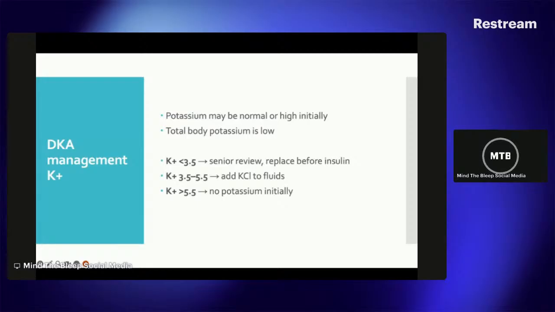So if the potassium is less than 3.5, we will do a senior review and we'll replace the potassium levels before administering the insulin. If the potassium levels are between 3.5 to 5.5, we'll add potassium chloride to the fluids that we administer. And if the potassium levels are over 5.5, we will give no potassium initially, as they are far too high. And these are just rough values that you should know off the top of your head.